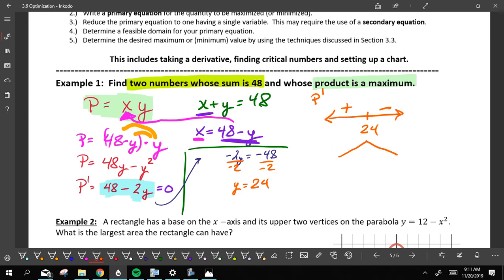Cool. This is what my y value is going to be to get us a maximum. We are trying to find the two numbers. I know what y is going to be. y is going to be 24. What's my x value going to be? 24 as well, because we're going to take it and plug it in right there. 24 plus what gets you 48? It's 24. This is the answer to the question.